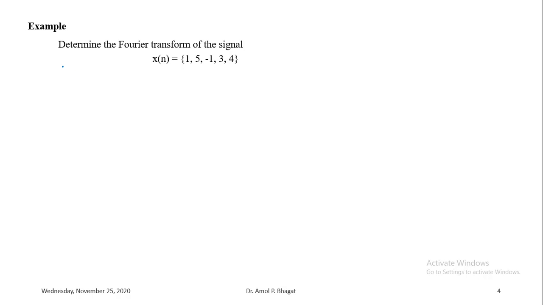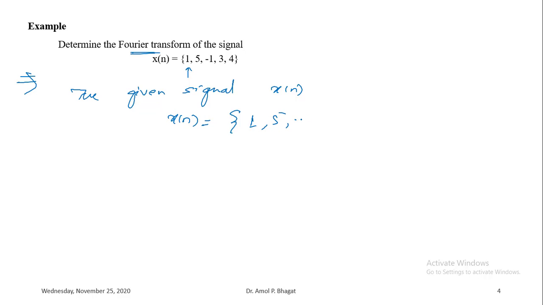So here is one example where you have to determine the Fourier transform of the signal x of n equals 1, 5, minus 1, 3, 4. The origin is not given, so by default, if the origin is not given, the first sample will be the origin sample, right? So the given signal x of n is 1, 5, minus 1, 3, 4 with origin at the first one.